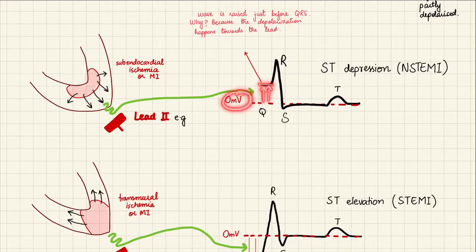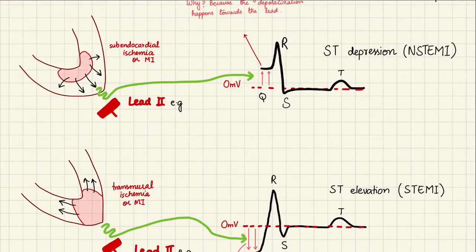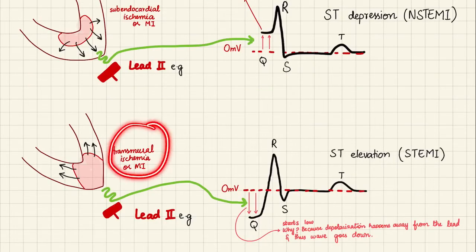Now we have a positive deflection, and then the normal QRS complex in which the whole of the ventricle gets depolarized, and then the repolarization, the T wave. All the other things happen normally. So on ECG, it will look as if the ST segment has gone down. That means we will see ST depression on ECG in case of subendocardial ischemia or MI.